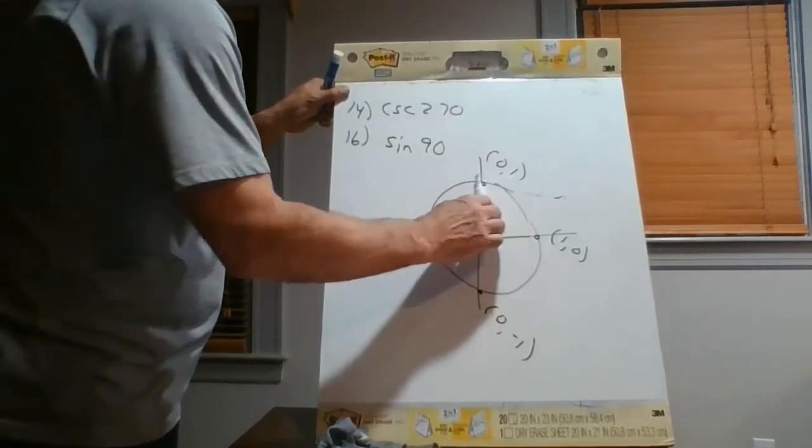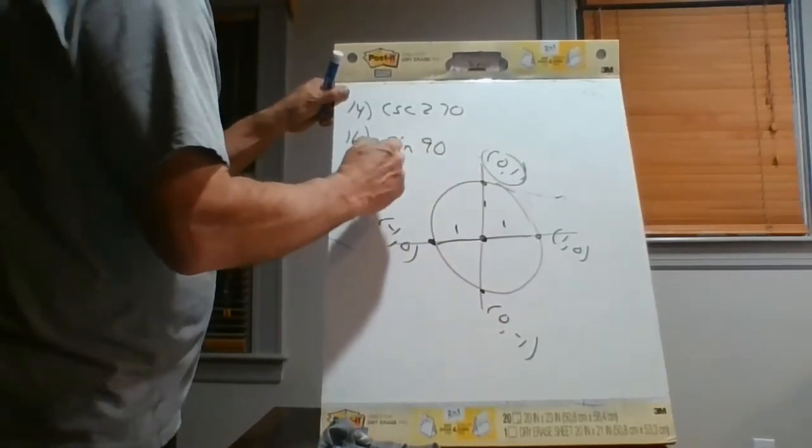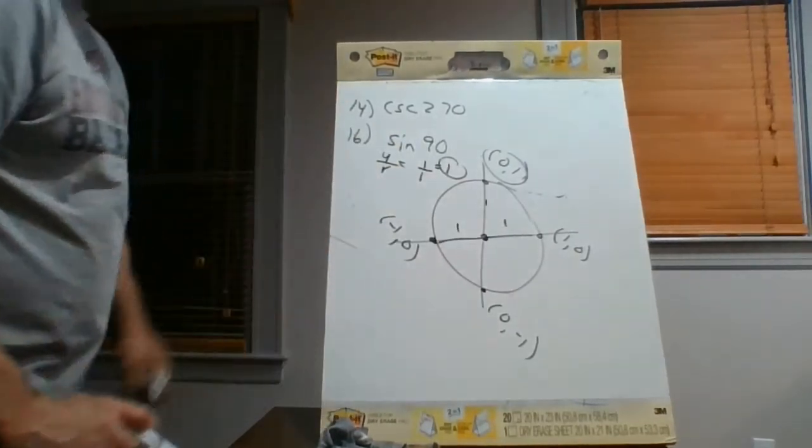90 degrees is here. So look at this point. Sine is y over r, which is 1 over 1, which is 1. So sine of 90 is 1.